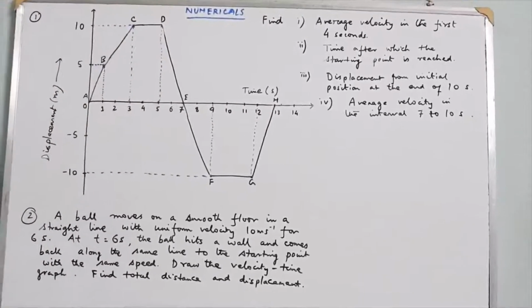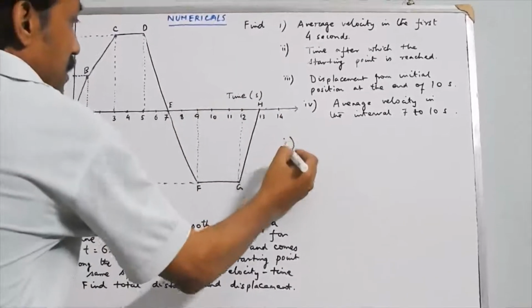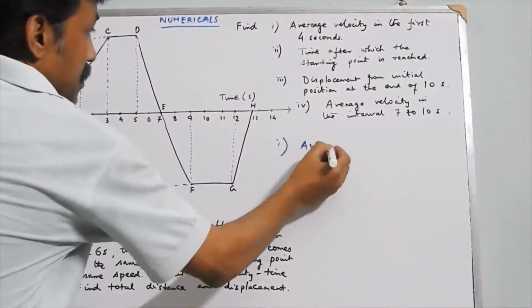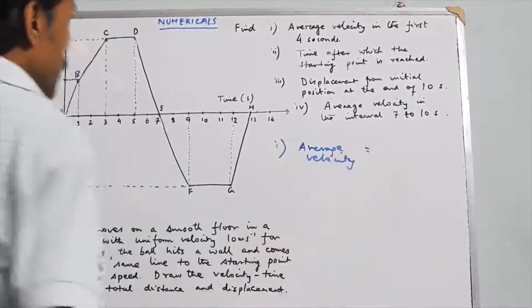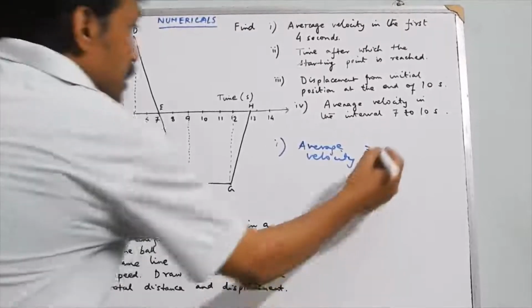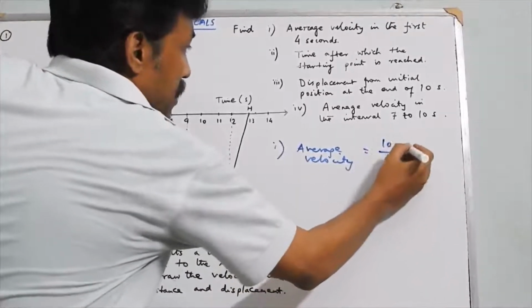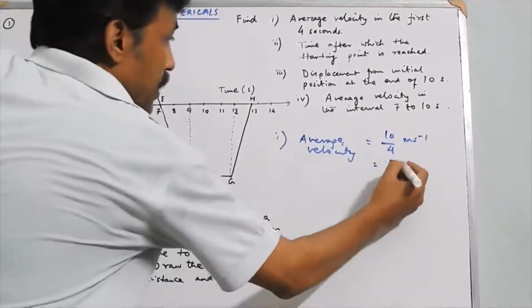So average velocity will be simply displacement by time. So for the first part of the question, the average velocity will be the corresponding displacement by the time interval. Displacement is 10 meter and the time interval is 4 seconds. So that is 10 upon 4 meter per second, which is 5 by 2, that is 2.5 meter per second.